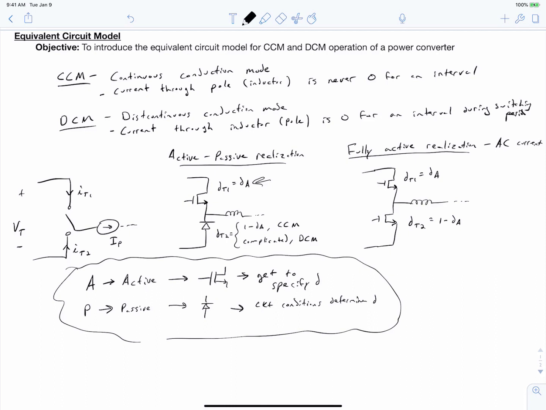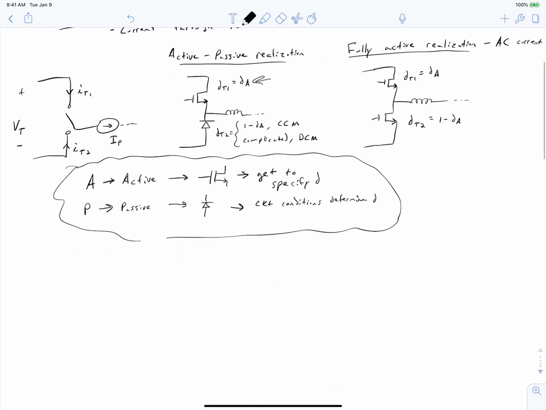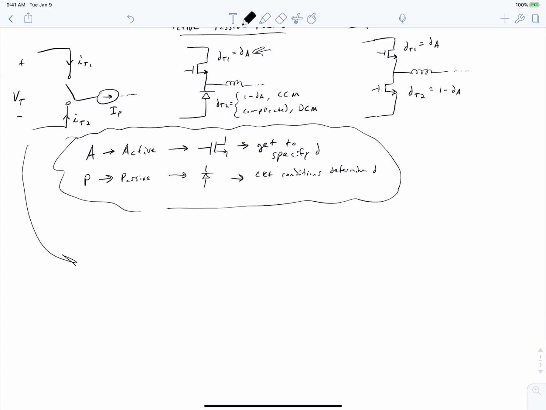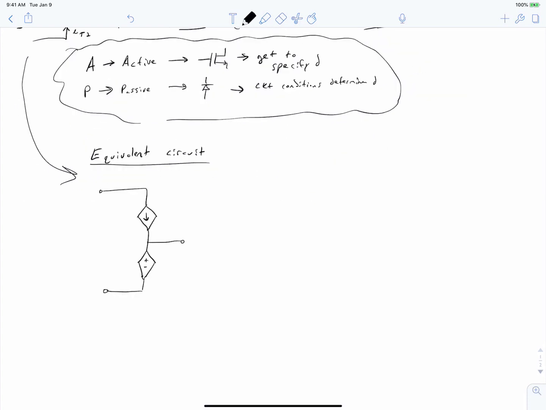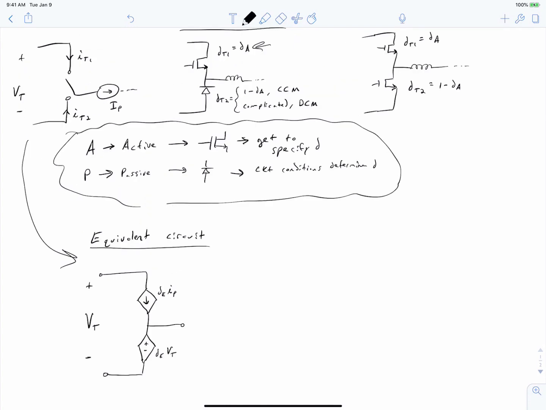Okay, so we've introduced this concept of continuous conduction mode and discontinuous conduction mode and active and passive devices. Now let's get on with the equivalent circuit. So we take our single pole double throw converter, and the equivalent circuit for this is as follows. So at first pass, this should not be a surprise. We've drawn two rectangular shaped sources. These are dependent sources. This means that our pole voltage is going to be equal to a duty ratio times our throw voltage.